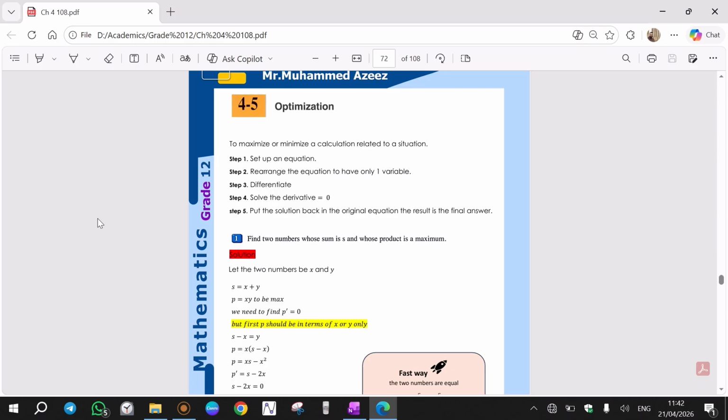In this lesson we're going to start chapter 4 section 5, which is about optimization. Every year in the Wizari exam, it has only like 1 or 2 questions, maximum 2 questions. And usually the 2 questions they won't bring very long questions, but that's not guaranteed. You need to know everything in this section.